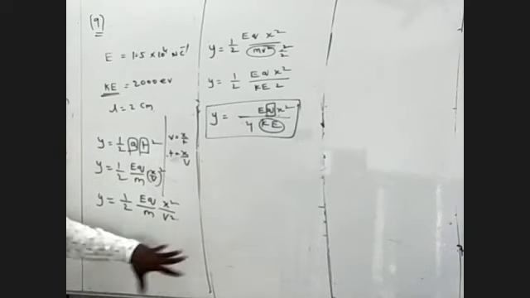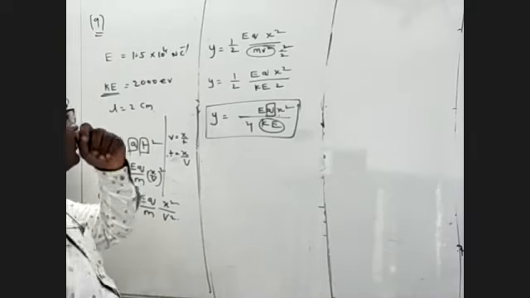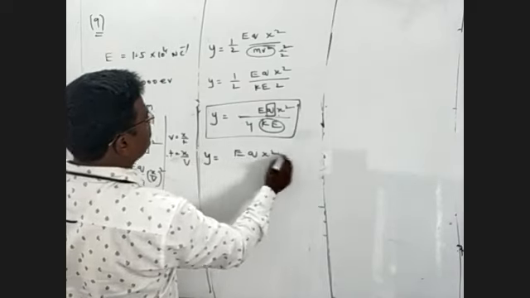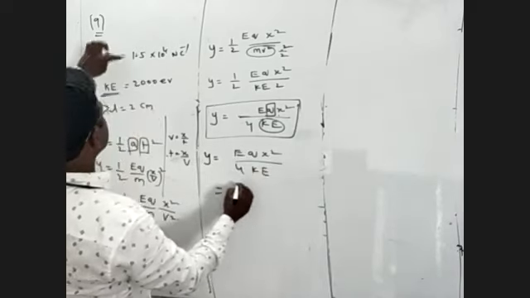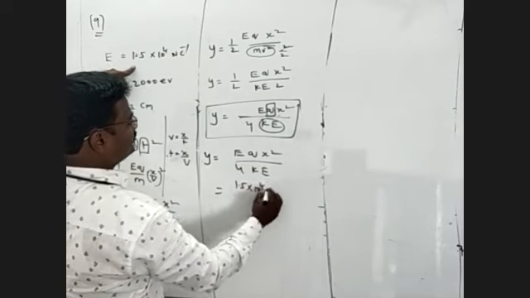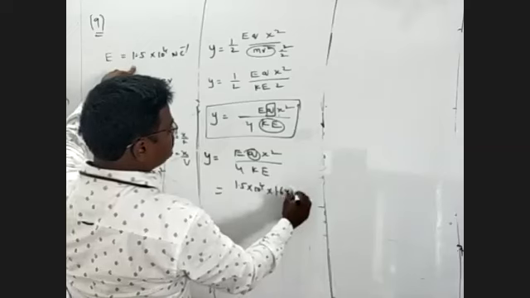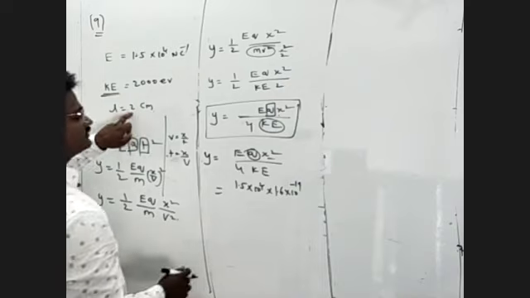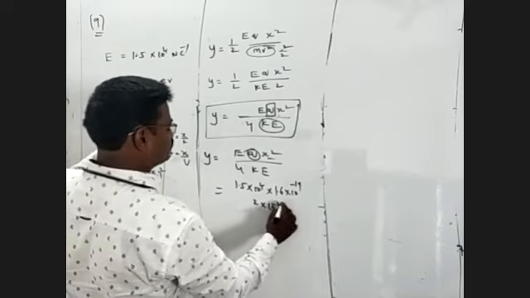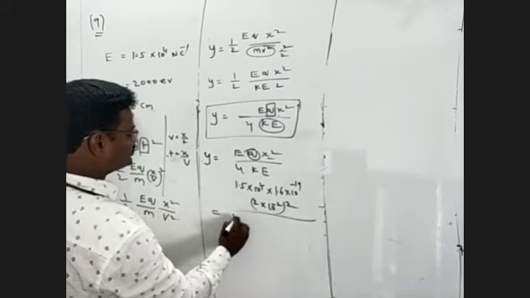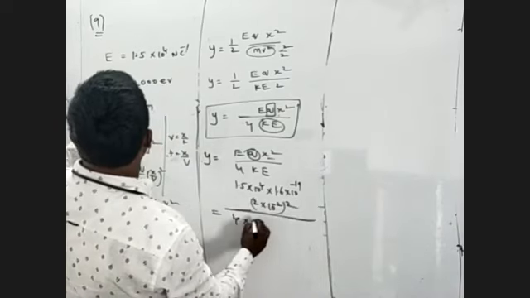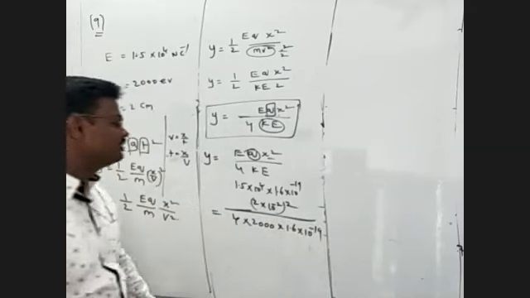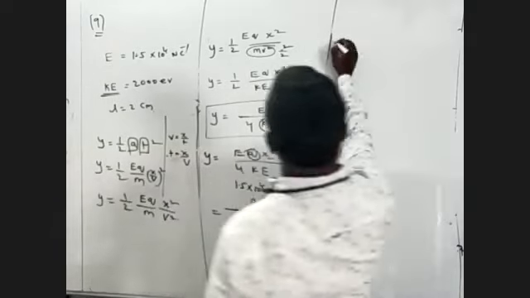Same concept. How are we going to do this? Y is equal to E Q x squared by 4K. E is the electric field, 1.5 into 10 power of 4. Q is the charge of the electron, 1.6 into 10 power of minus 19. X is the length of the plate, 2 into 10 power of minus 2, whole square, by 4 into kinetic energy. Kinetic energy is 2000 into 1.6 into 10 power of minus 19.